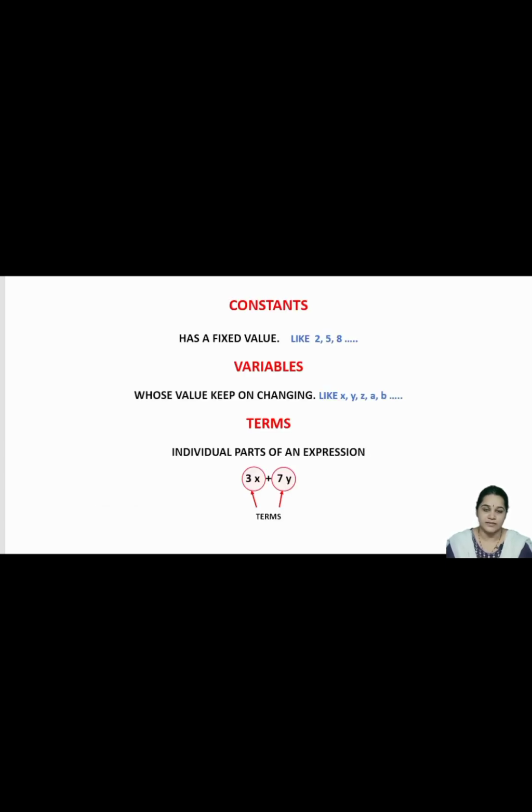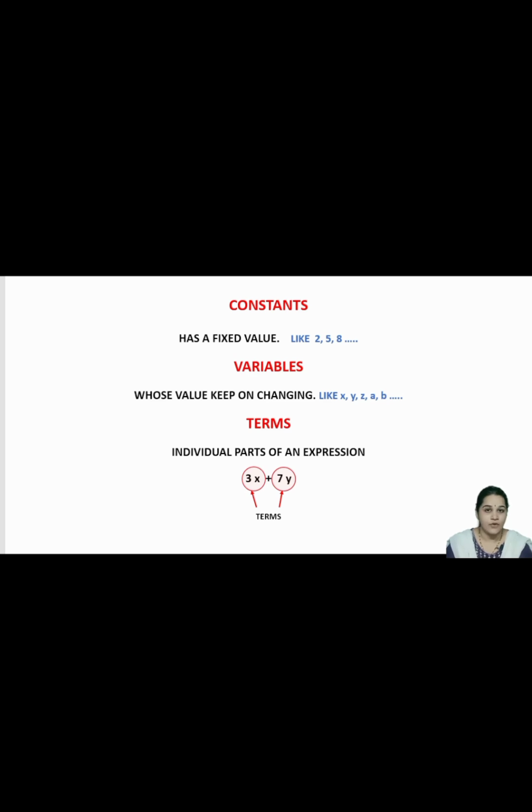Starting with constants. These are the values which don't change. Constants always have a fixed value. All the numericals come under this category. For example, 2, 5, 8, all the numbers like 10, 100, 20, all these are called constants.